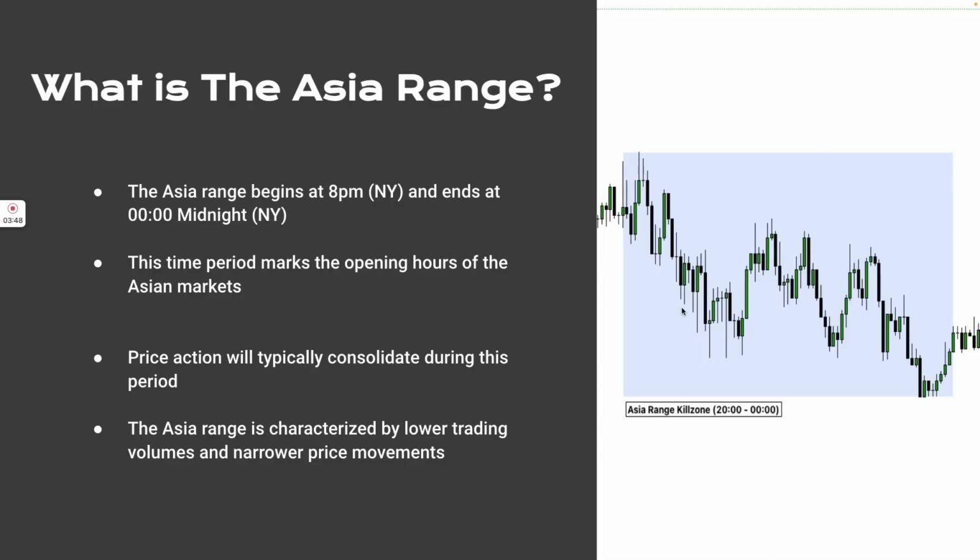The Asia range is characterized by low trading volumes and narrow price movements. This is basically a more complicated way of saying consolidation. Right? Consolidation just means price will move sideways. We're going to create buy-side liquidity and sell-side liquidity down below. Very basic stuff.